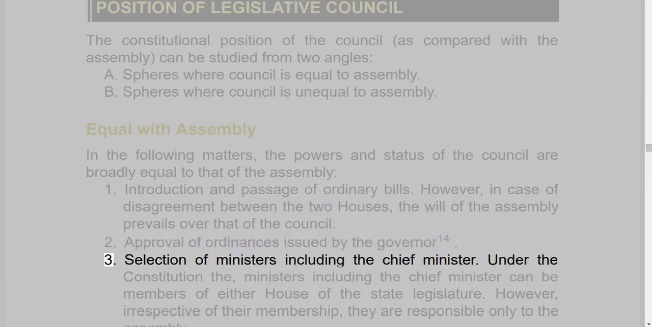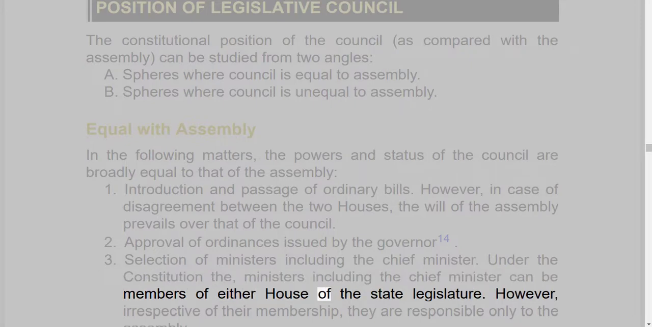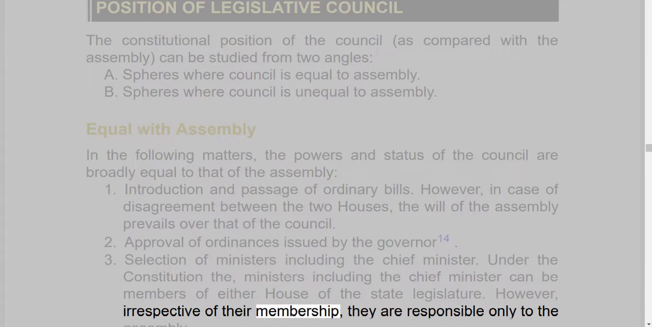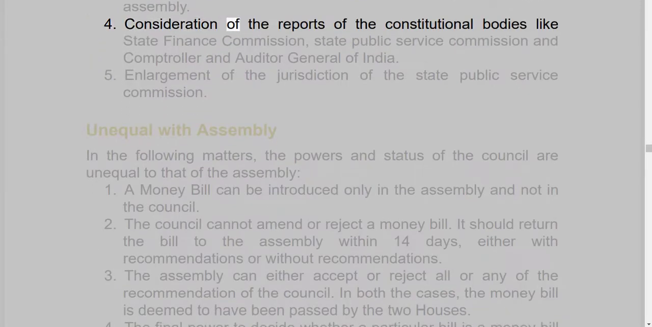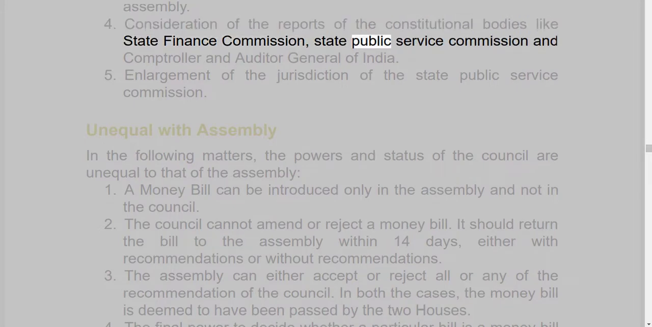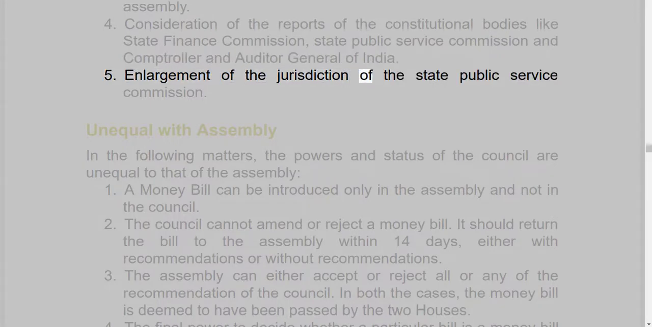3. Selection of ministers including the Chief Minister. Under the Constitution, the ministers including the Chief Minister can be members of either house of the state legislature. However, irrespective of their membership, they are responsible only to the Assembly. 4. Consideration of the reports of the constitutional bodies like State Finance Commission, State Public Service Commission and Controller and Auditor General of India. 5. Enlargement of the jurisdiction of the State Public Service Commission.